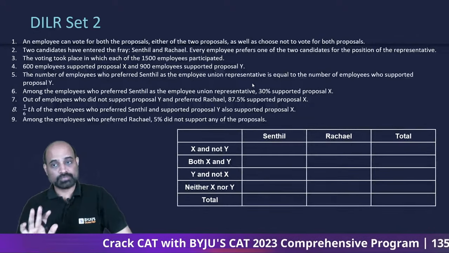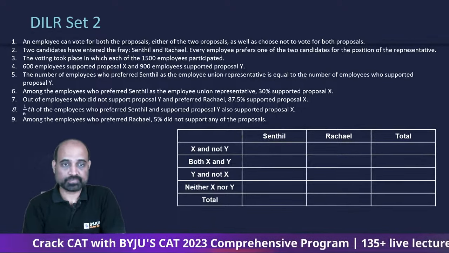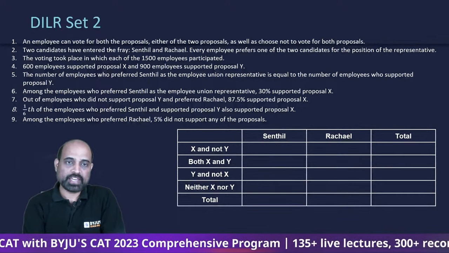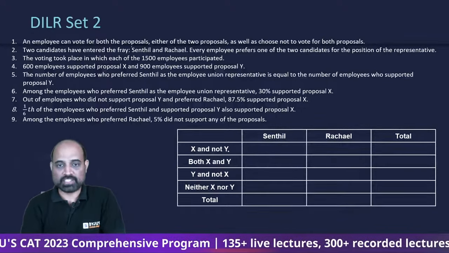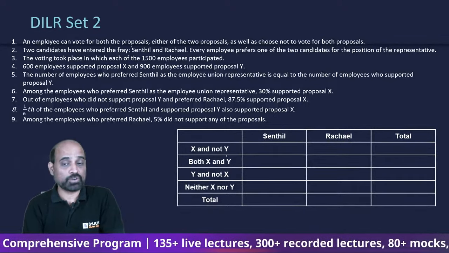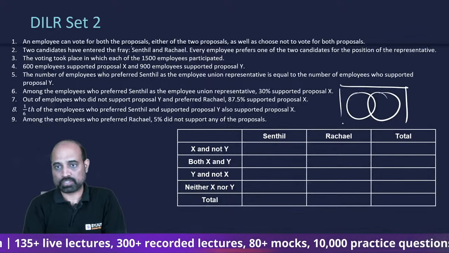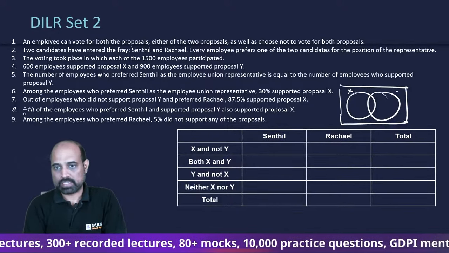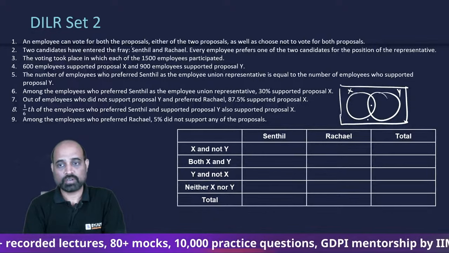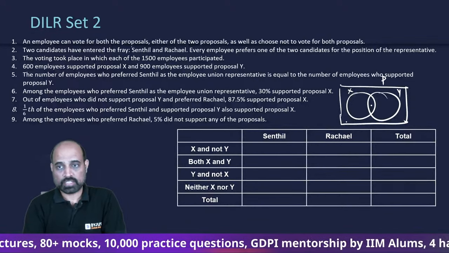Now, carefully, everything is written over here. An employee can vote for both the proposals, either of the proposals. See, X and not Y. So for proposals, I am going to draw this. X, Y, both, outside none. Okay, this is about proposals.